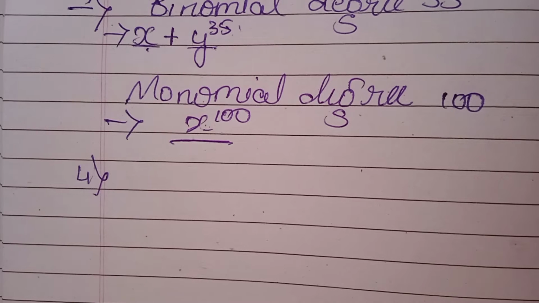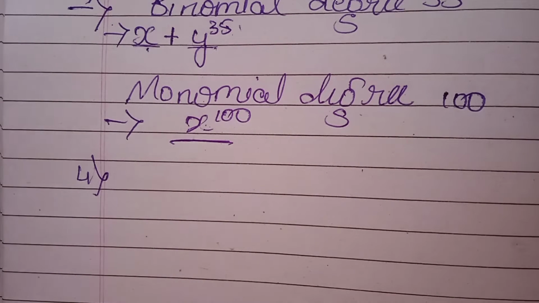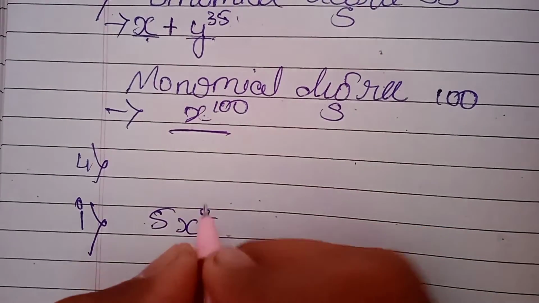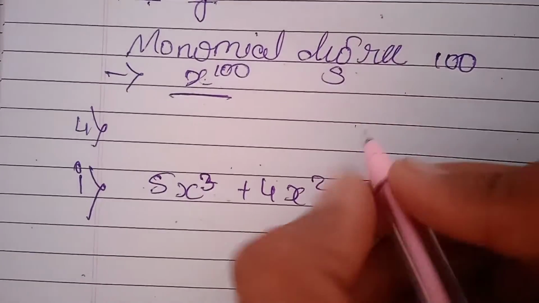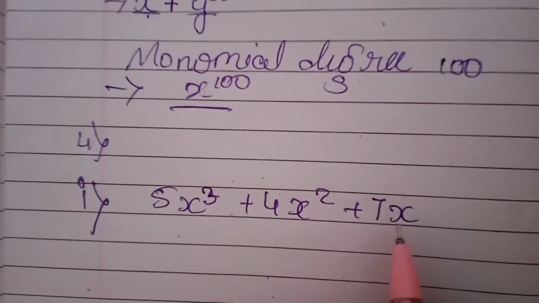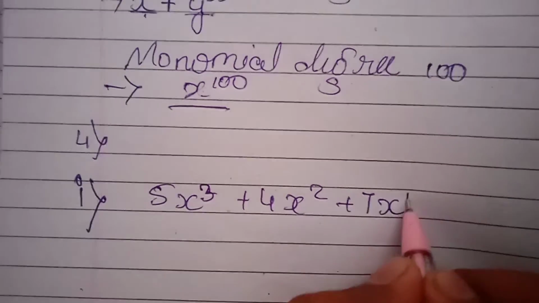The fourth question is, write the degree of each of the following. In the fourth question, there are 4 sub questions. They give different kinds of expressions. We should find the degree of the expressions. Okay friends, the first question is 5x cube plus 4x square plus 7x. For 7x, the degree or the power of x will be 1. There is nothing, so we can put it as 1.